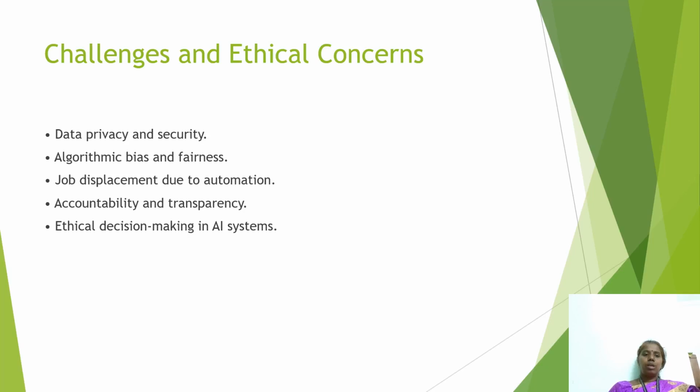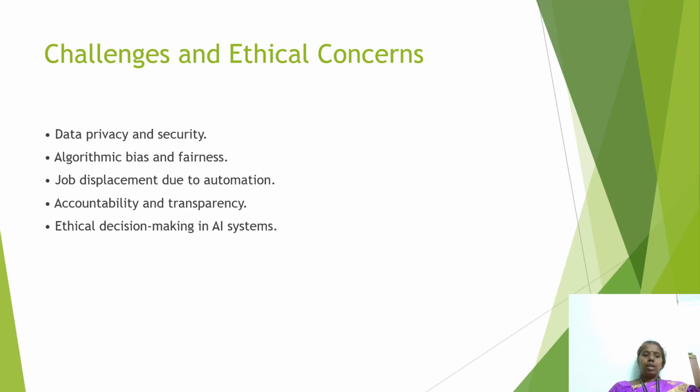And the next one, algorithmic bias and fairness. AI can inherit biases from the data it is trained on, leading to unfair or discriminatory outcomes. Addressing these biases is important for ensuring AI systems make impartial decisions. And the next one, job displacement due to automation. AI automates tasks traditionally performed by humans. Concern about job losses in certain sectors arises. Ensuring a smooth transition for workers and retraining them for new roles is essential.